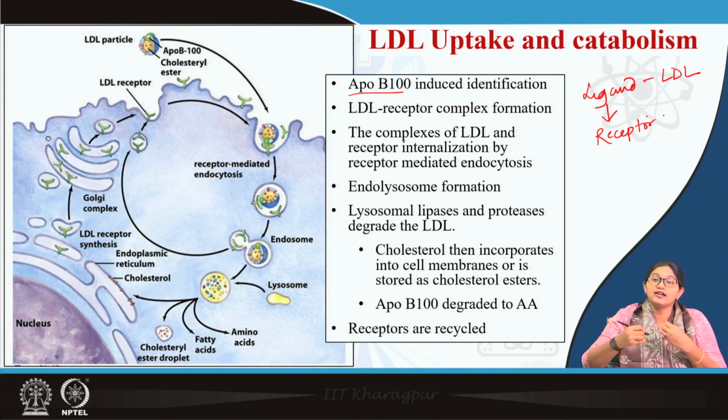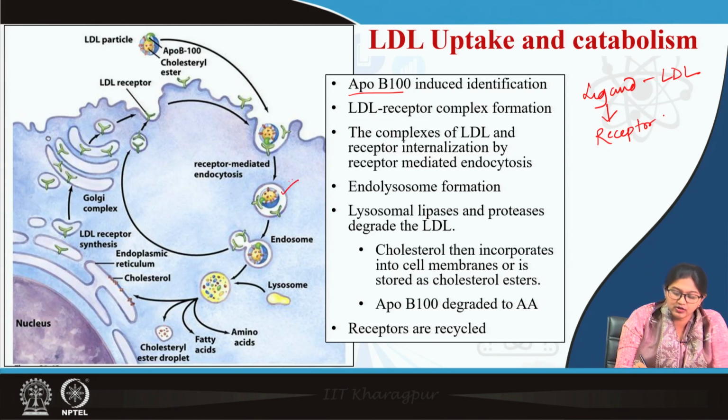Remember that LDL receptor is actually the surface receptor, and that surface is coated with clathrin. So, those clathrin coated pits are actually responsible for receptor mediated endocytosis. So, after endocytosis what is formed is endosome. So, you can see this is our endosome which contains the LDL receptor, this is the lipoprotein LDL particle, and this part is our receptor. So, the ligand receptor complex is endocytosed within the endosome.